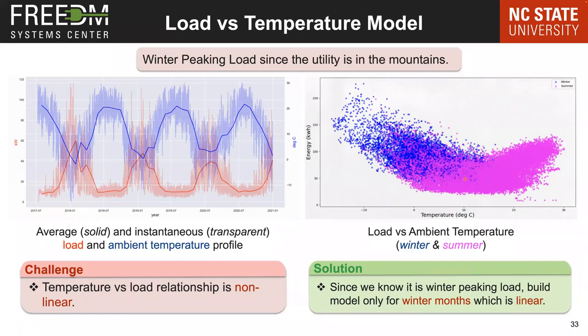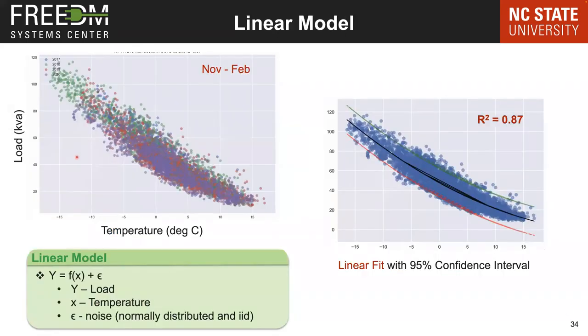You might need sophisticated algorithms like neural networks to build an efficient model for this. But to make it really simple, what we realized is most of the peak load happens in winter months. So we are just interested in understanding the relationship between load and temperature only in winter months. If I plot out the relationship only in winter months, we can see there's a clear linear relationship between them. So we end up fitting a linear model for this case.